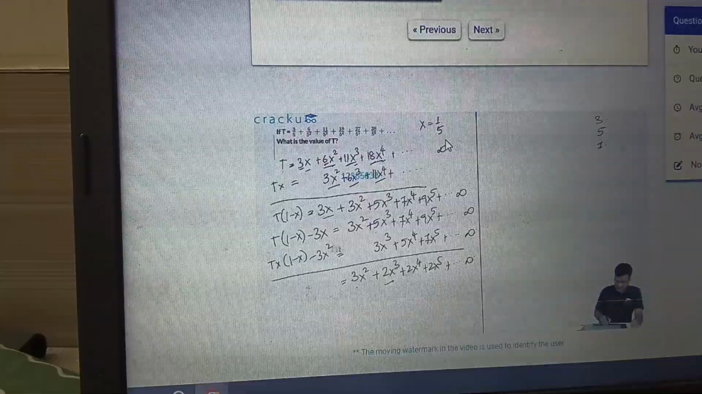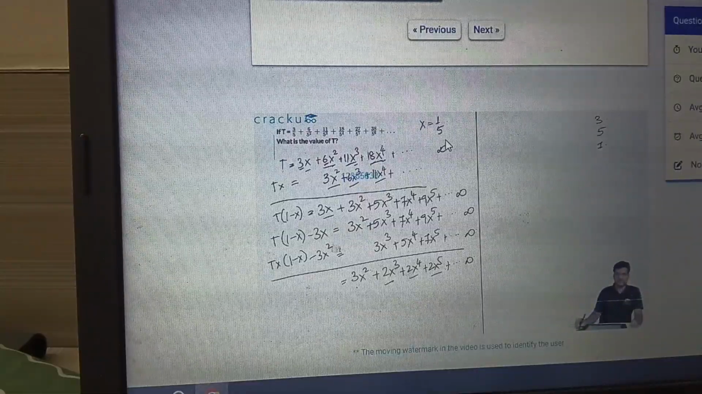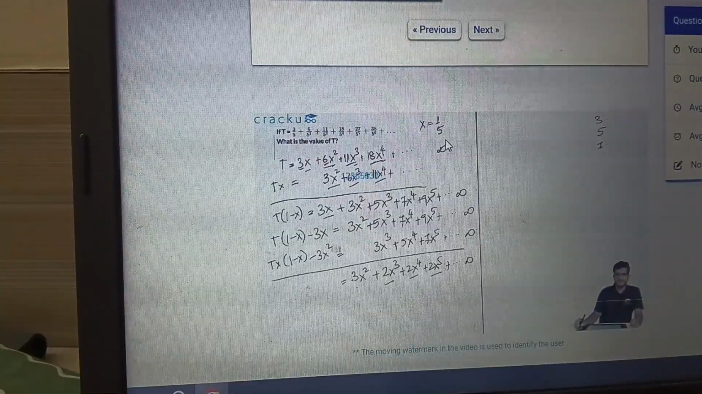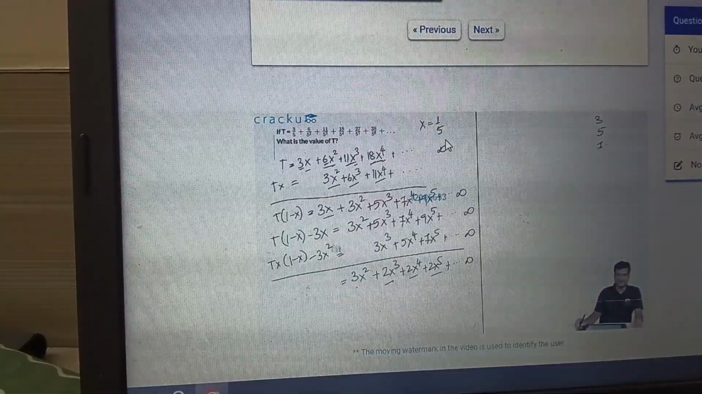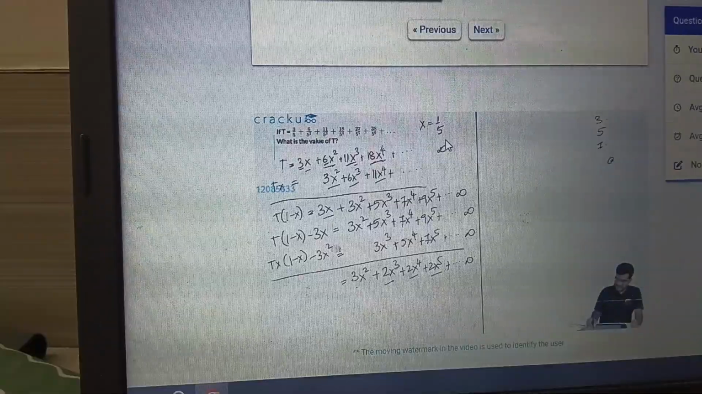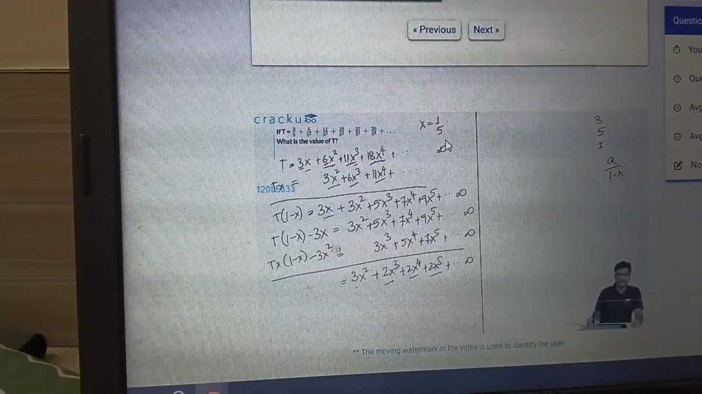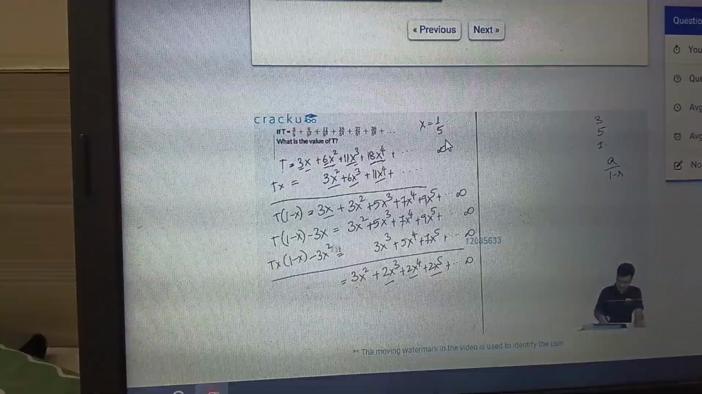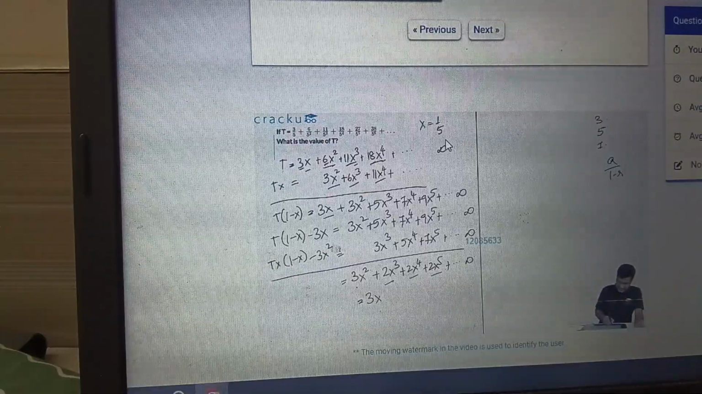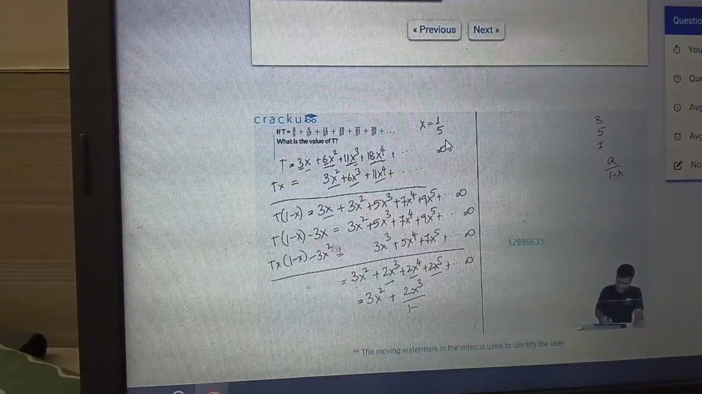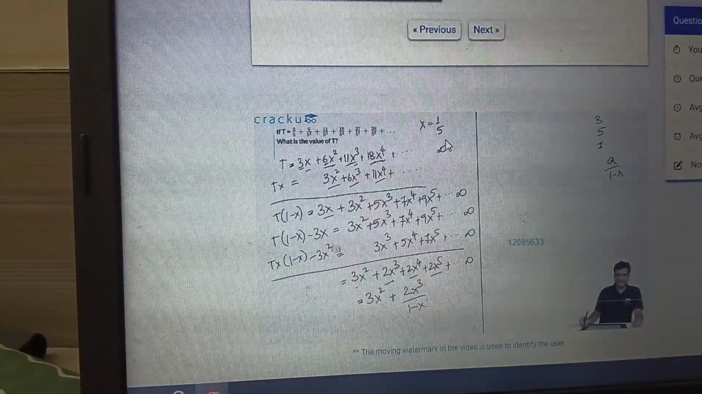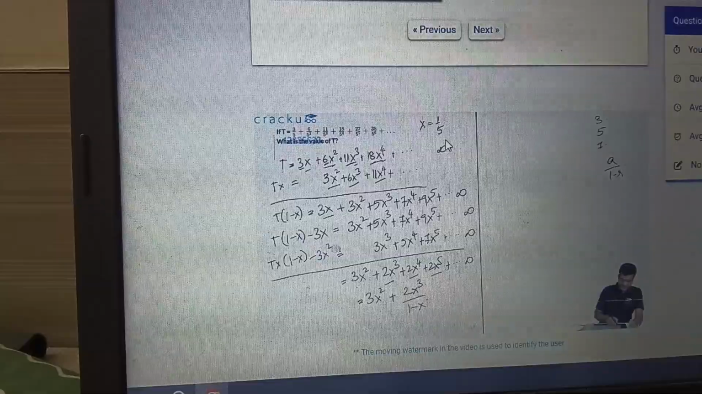What is the sum of 2x cube plus 2x to the power 4 plus 2x to the power 5? This is a geometric progression where the common ratio r, in this case x, is less than 1. So the sum will be equal to a by 1 minus r, that is the first term divided by 1 minus the common ratio. So this will be equal to 3x square plus 2x cube divided by 1 minus x. This is the value of the right hand side. We can calculate the value. The left hand side also we can calculate.